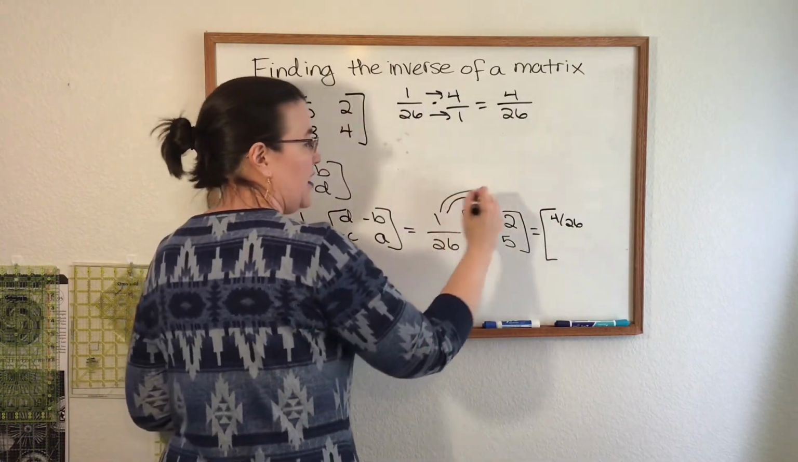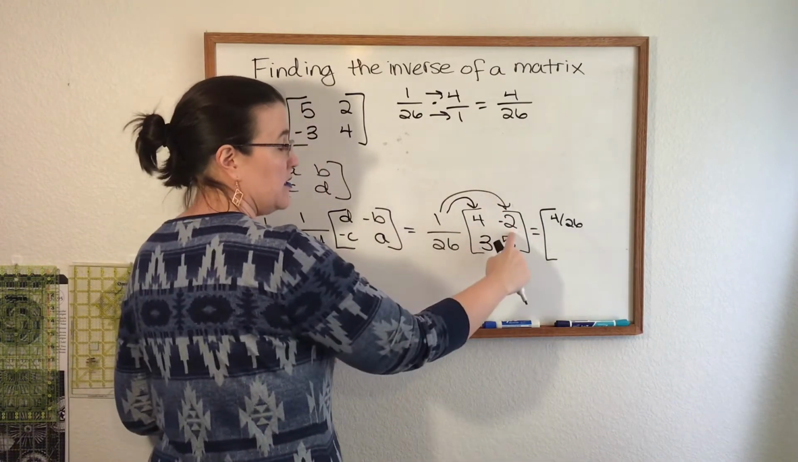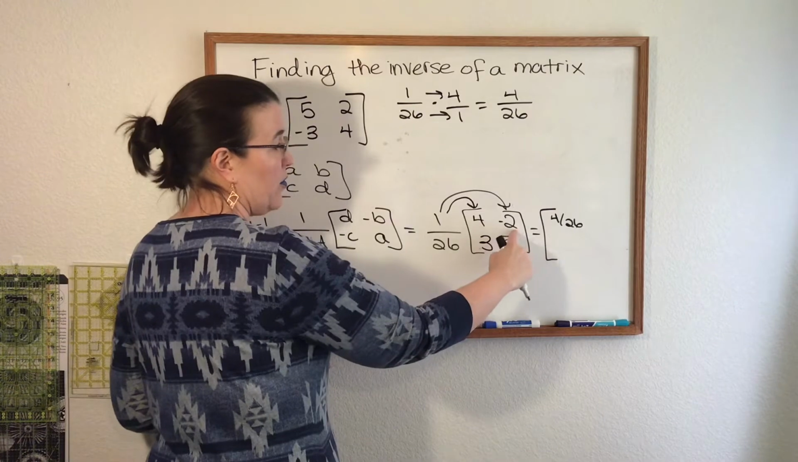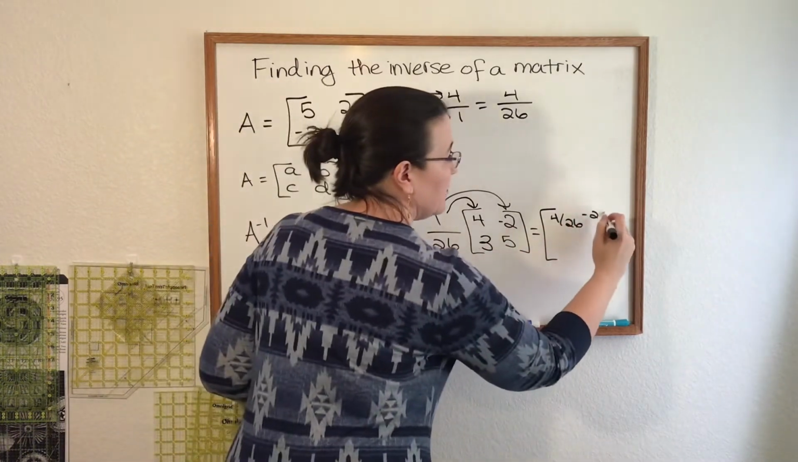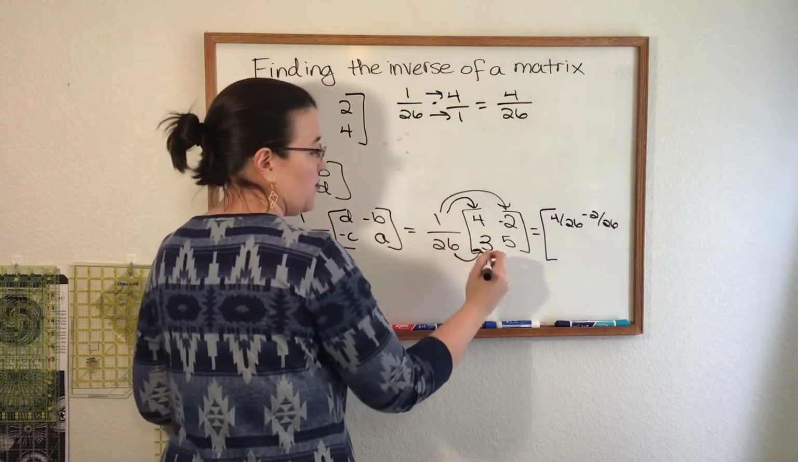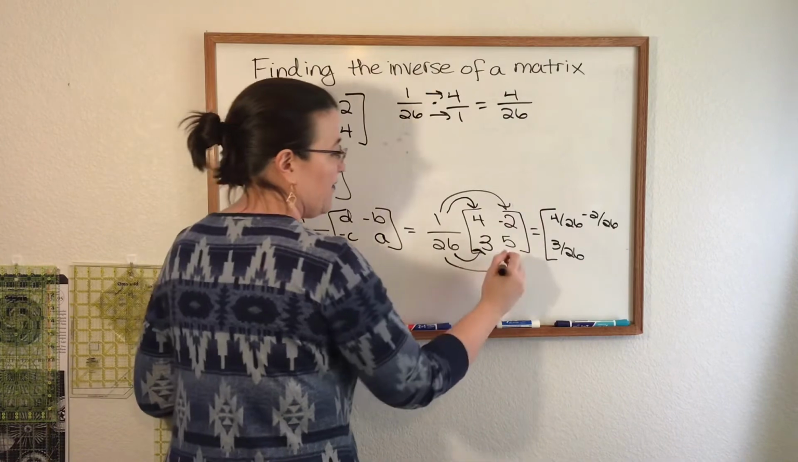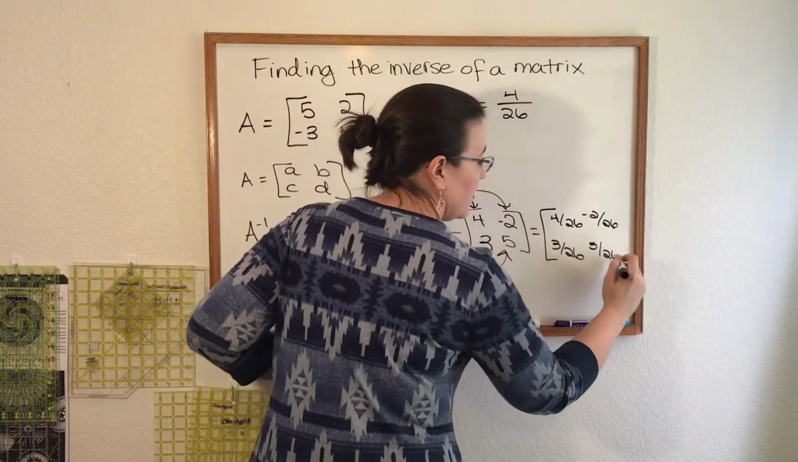Okay, then you do the same thing here. You can also think of it, if you're a shortcut person, as just the top number times, so the numerator times the top number or the main number here. So that'll give me -2/26. Then times the 3 gives you 3/26. And then times the 5 gives you 5/26.